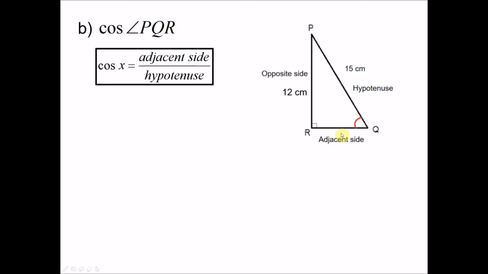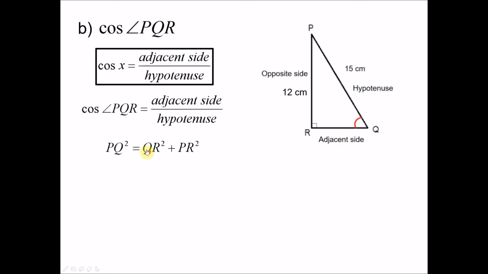So in order to find the adjacent side, since the other two sides are given and this is a right angle triangle, we use Pythagoras theorem, where the hypotenuse squared equals the total of the squares of the other two sides, which is 12 squared plus the adjacent side squared. So PQ squared equals QR squared plus PR squared. We fill in the values. PQ is 15, PR is 12.